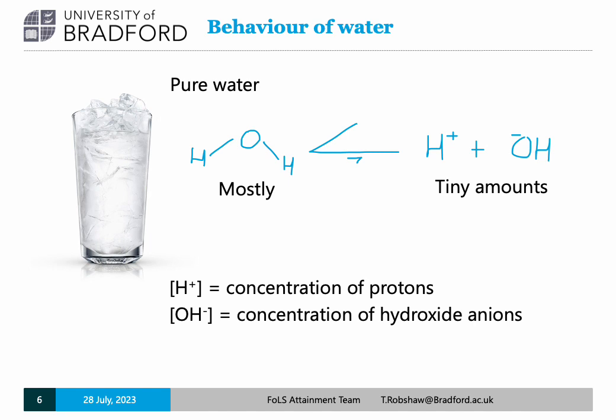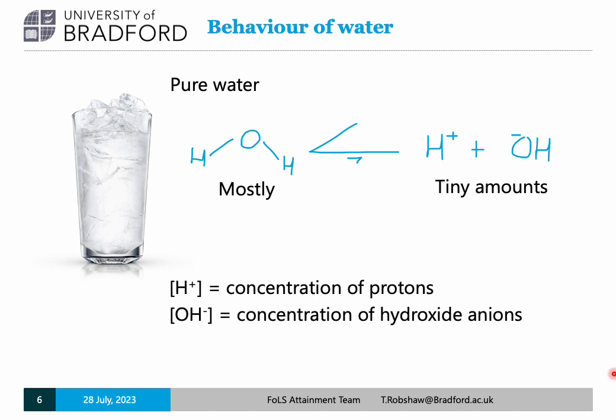The big half arrow on top here means that the equilibrium, this symbol overall is an equilibrium symbol, but the fact that the half arrow on top is so much bigger means that the equilibrium is very, very far over to the left. So it's nearly all water molecules, but not entirely.